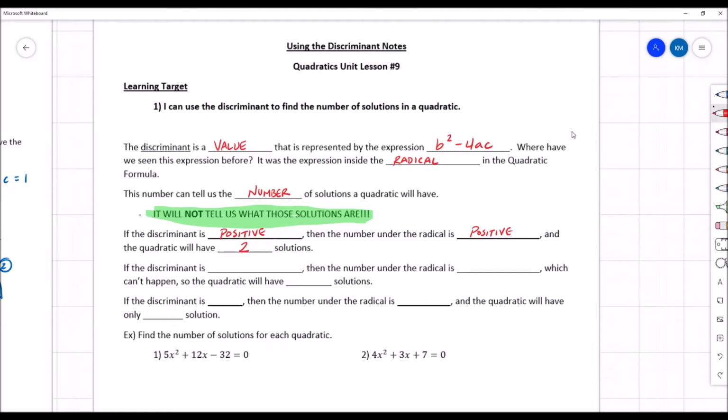If the discriminant is negative, then the number under the radical is negative, which can't happen. We can't take the square root of a negative number. So the quadratic will have no solutions. Again, remember, no real solutions. And if the discriminant is 0, then the number under the radical is 0, and the quadratic will only have one solution.